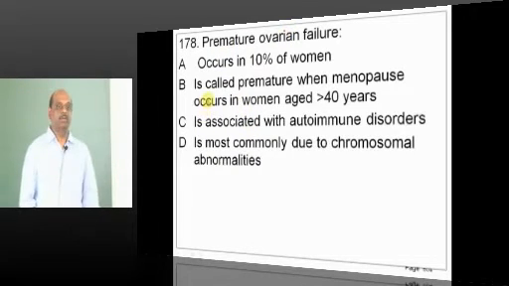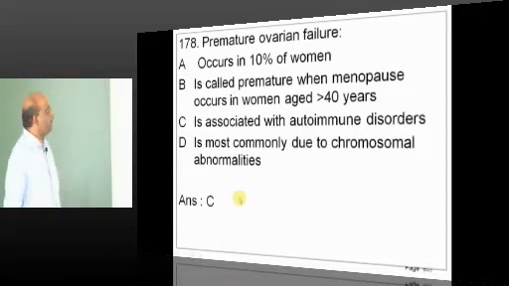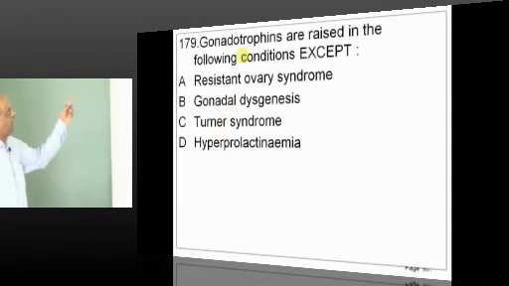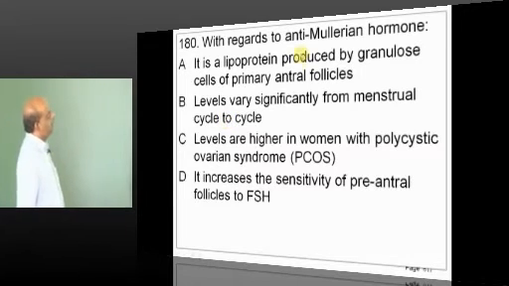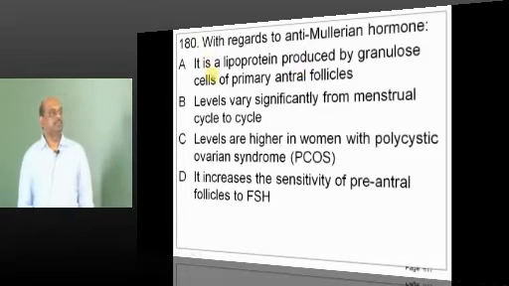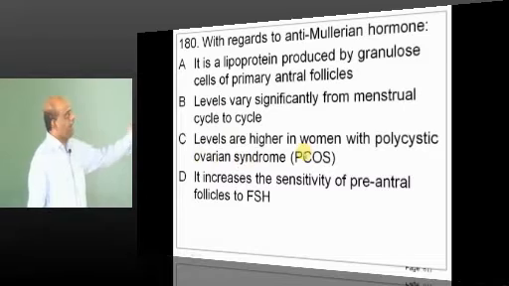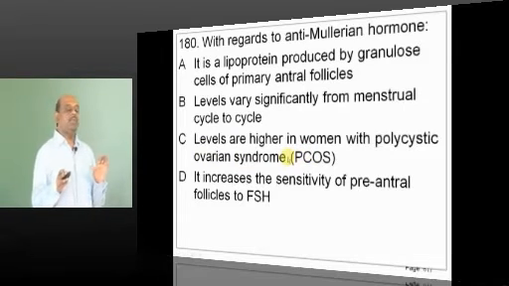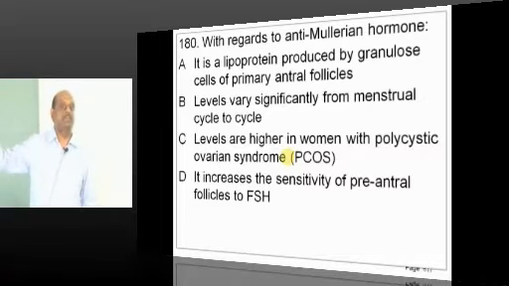Premature ovarian failure. Autoimmune disorders. Autoimmune disorder, even viral infections are known to lead to premature ovarian failure. Gonadotropins except D. In hyperplasia they are not increased, rather decreased. Anti-Mullerian hormone, AMH, typically levels are not higher. What is the significance of anti-Mullerian hormone? It is a marker of the ovarian reserve.